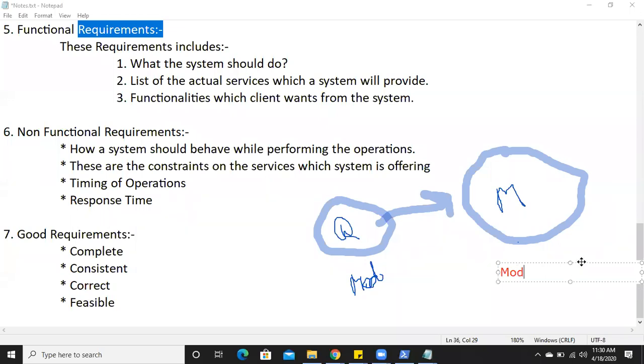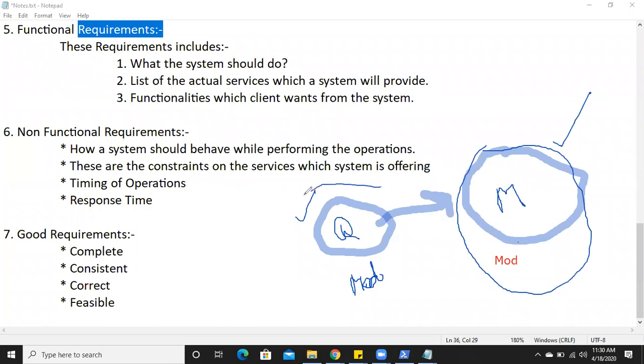These are basically the requirements. These two are the functional requirements, the actual requirements which a client wants from a system, which are needed by him and which he expects from his system. I hope this example is clear.